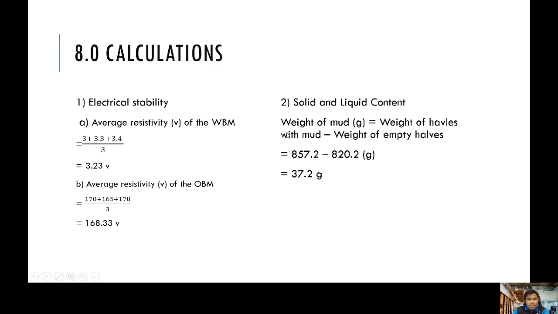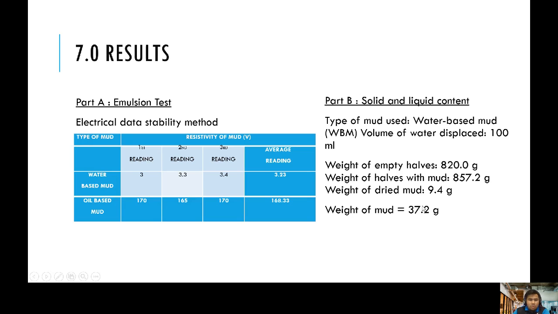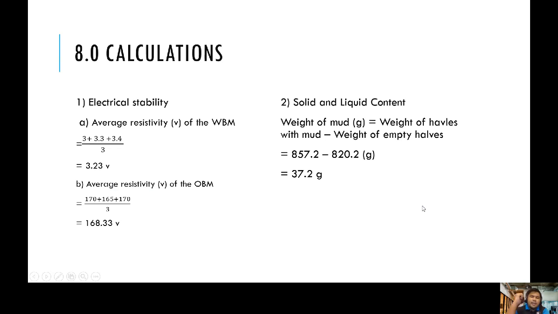For the solid and liquid content, the formula is: weight of mud in gram equals weight of halves with mud minus weight of empty halves. So 857.2 minus 820 gram, we got 37.2 gram. This is basically a direct calculation. For a deeper understanding, Madam or Miss should refer to our lab report.